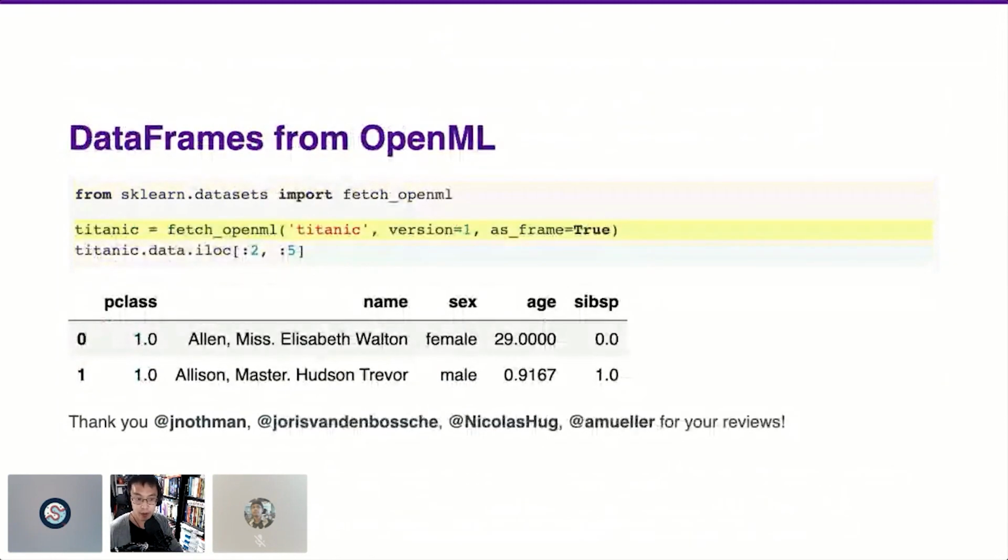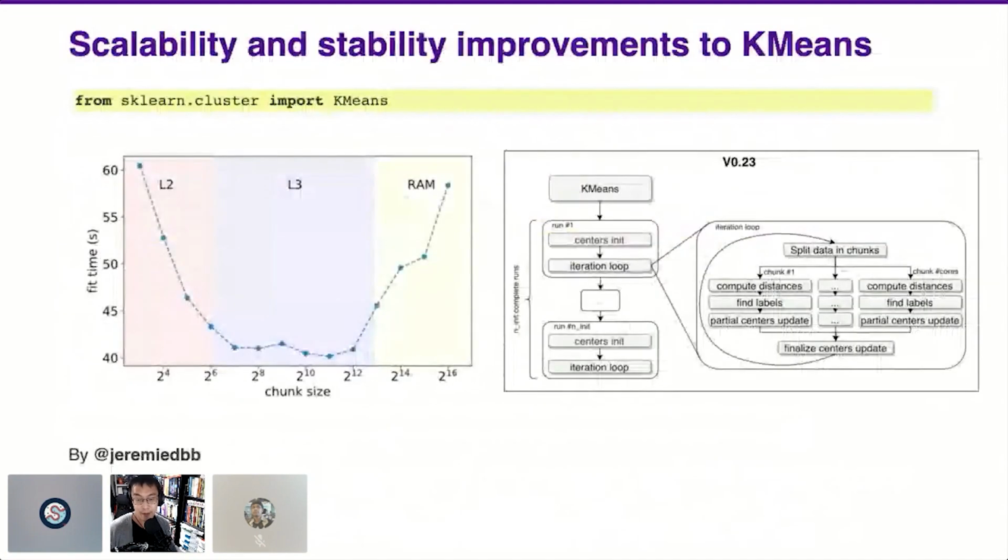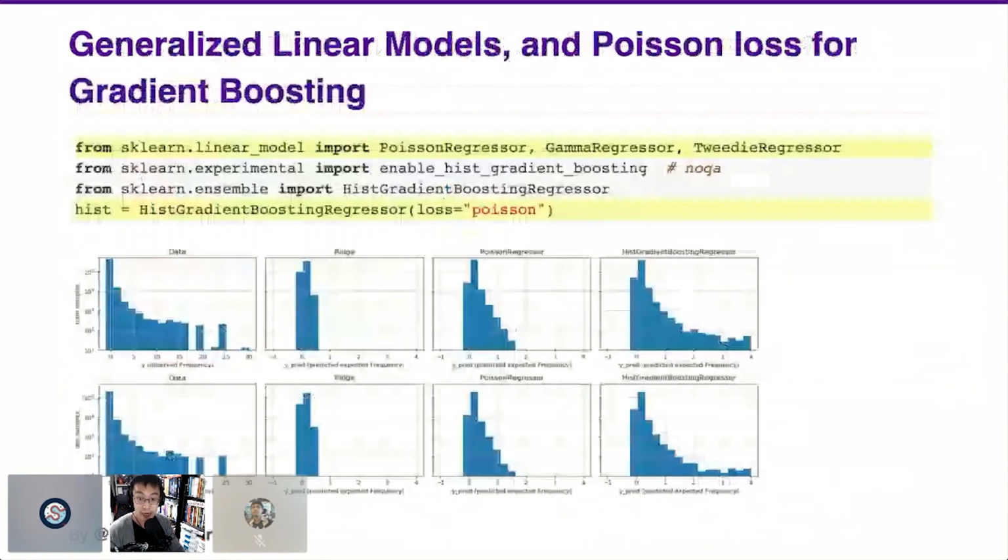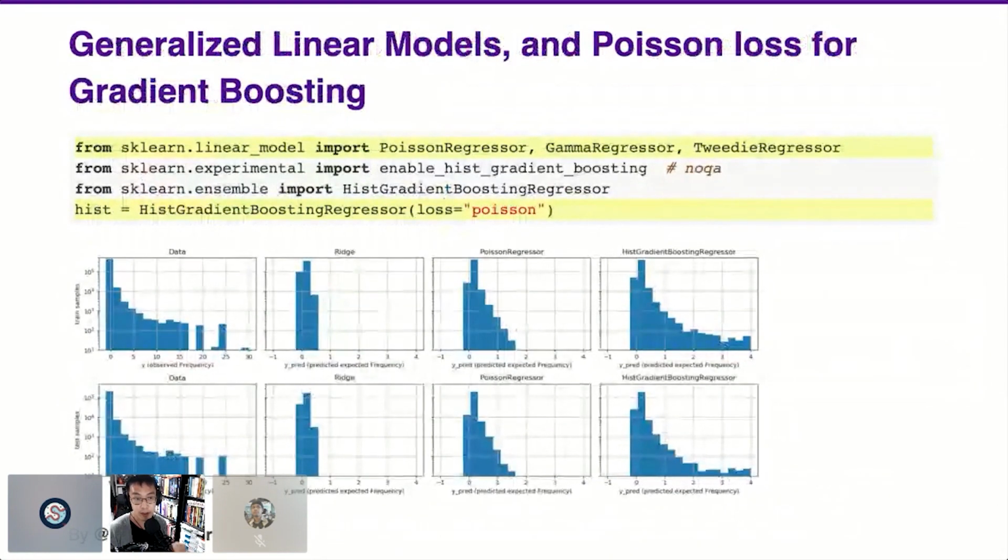OpenML is a website with many data sets, and now it has an as_frame feature equal to true, which returns pandas data frames. K-means is now faster. It can take advantage of chunk size and OpenMP to make it faster than before. We also have generalized linear models and Poisson loss for gradient boosting, which is very nice when you can make assumptions about the distribution of your target.